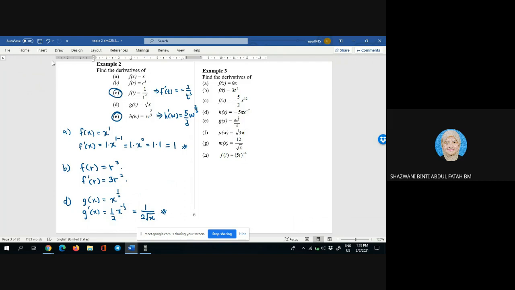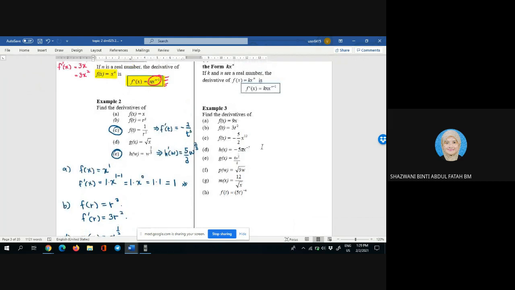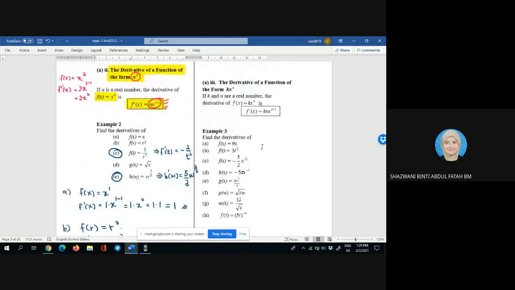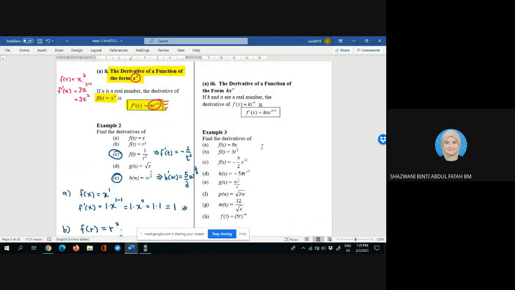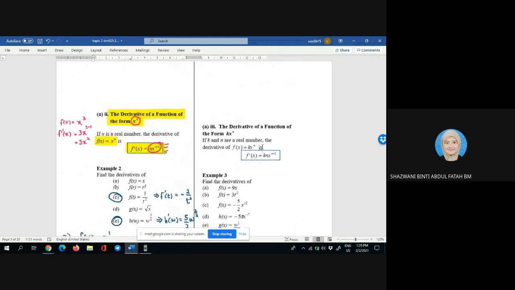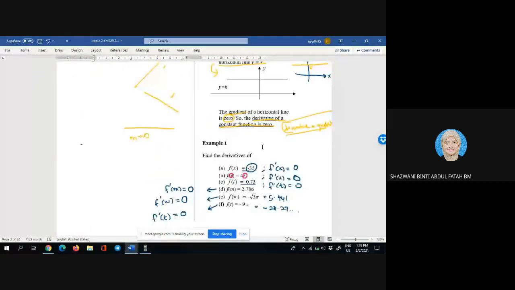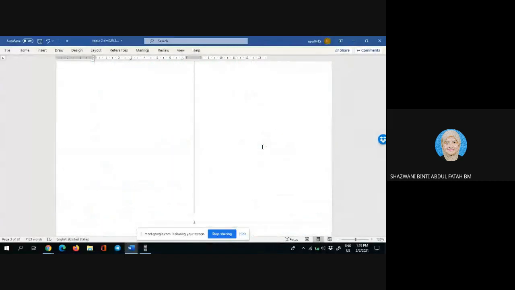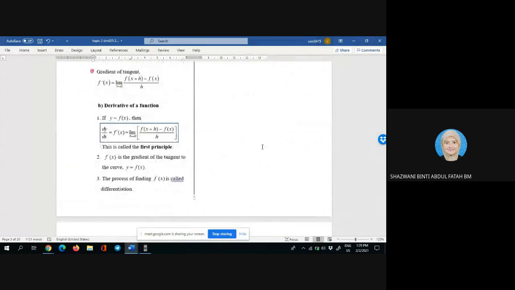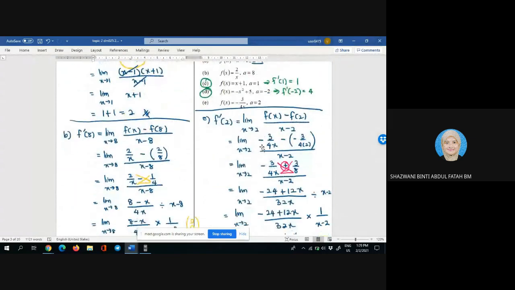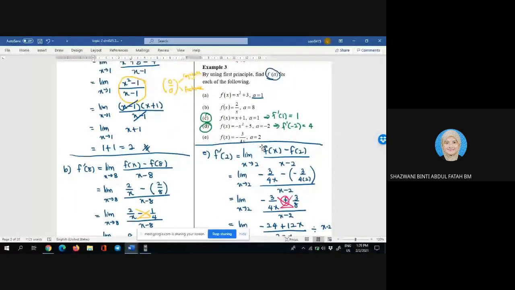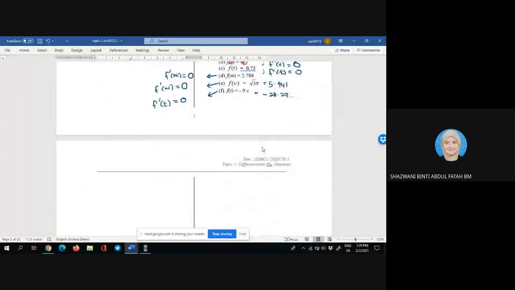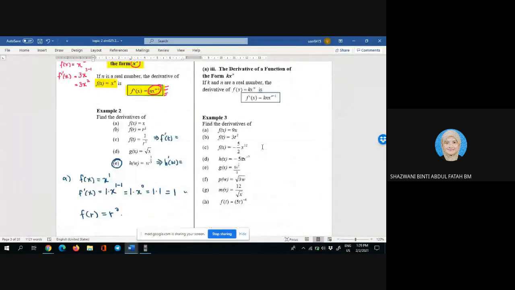Okay. So that's all for today. So I just stop here. So tomorrow we will continue with example 3. Okay, derivative of function of the form kx^n. Okay, so for today you have how many questions? Homework. Tadi atas ni tadi ada. Okay, so C, D example 3 ni. Okay, and then this one, C dengan E.